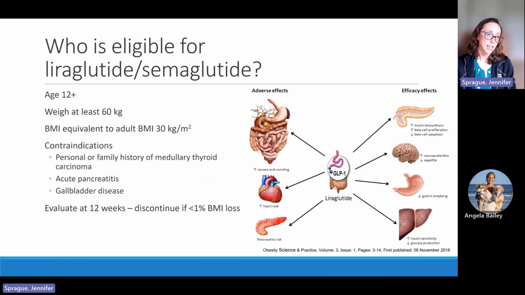But the GI side effects are the most common reason that we would stop treatment or decrease treatment. They can have nausea and vomiting as pretty common side effects. They can also increase heart rate and increase pancreatitis risk. These are injectable medications, so they're shots. Liraglutide is a daily shot, semaglutide is a weekly shot, and they're relatively expensive medications, so insurance is often a challenge in getting these medications approved.